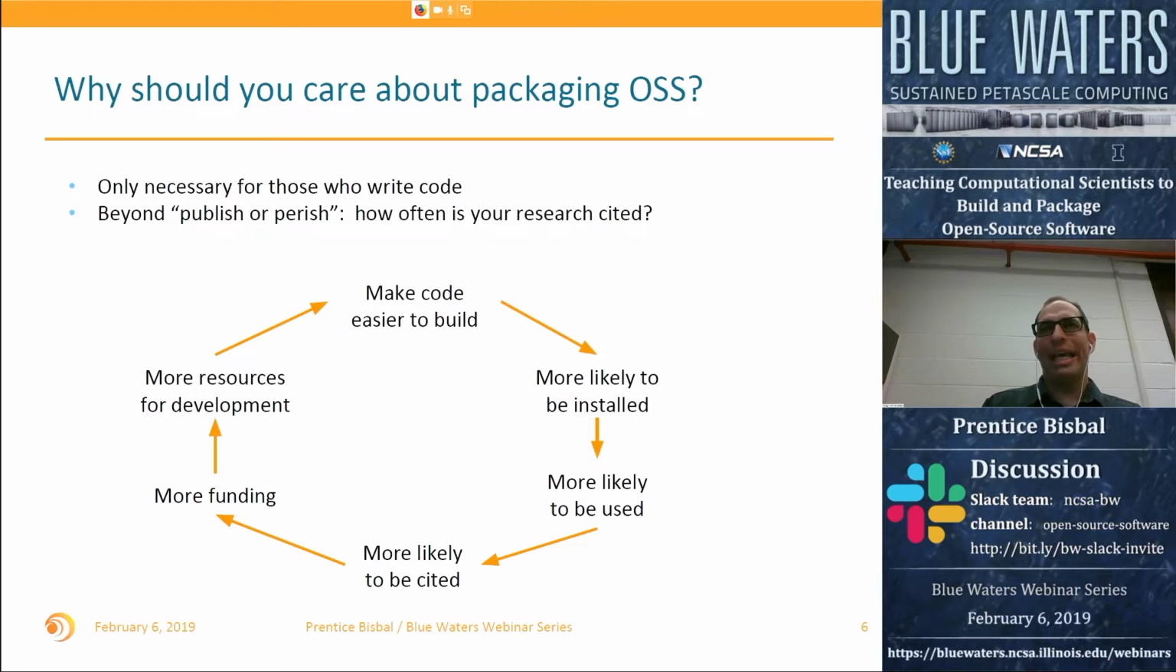And so it becomes a virtuous circle like I've illustrated here. If you make your code easy to build, it's more likely to be installed. If it's more likely to be installed, then it's more likely to be used for research, and then it's more likely to be cited. And then you can show how many times it's been used, or downloaded, or cited, and then you can get more funding. And with that more funding, you might be able to hire more developers or get better resources to help you make it better. And then your code just keeps getting better, and it becomes a virtuous cycle.